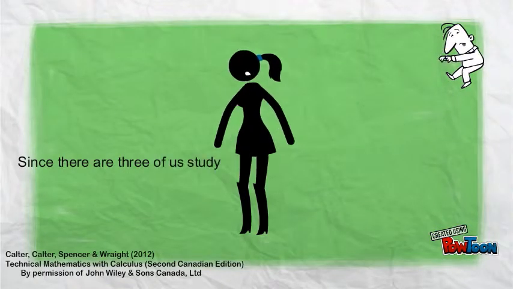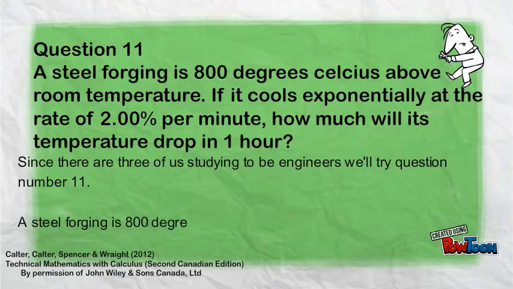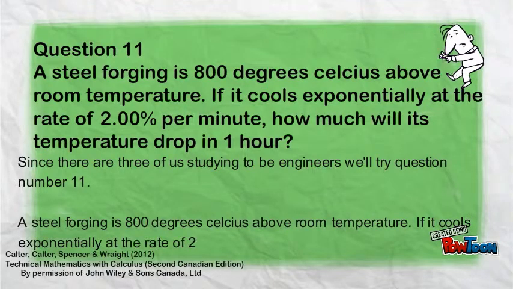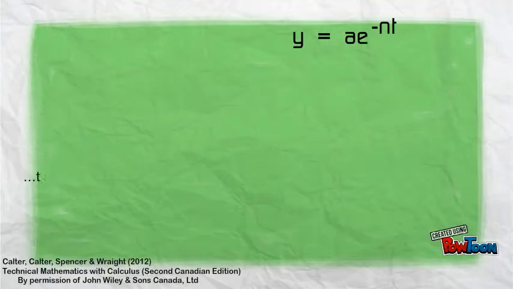Since there are 3 of us studying to be engineers, we'll try question number 11. A steel forging is 800 degrees Celsius above room temperature. If it cools exponentially at a rate of 2% per minute, how much will its temperature drop in an hour? Now let's see the hints we are given.